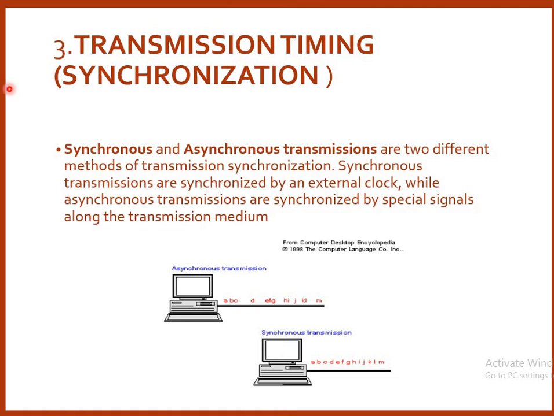Next one is transmission timing, that is synchronization. Synchronous and asynchronous transmissions are the two different methods of transmission synchronization. Synchronous transmissions are synchronized by an external clock, while asynchronous transmissions are synchronized by a special signal along with the transmission media. So this is the last category of the mode of communication, that is synchronous transmission and asynchronous.